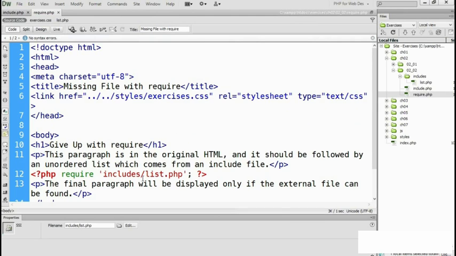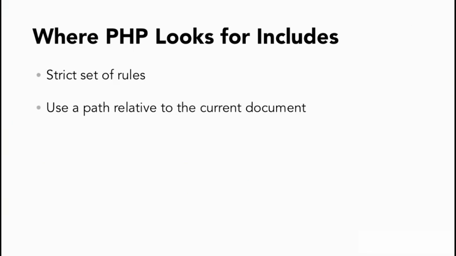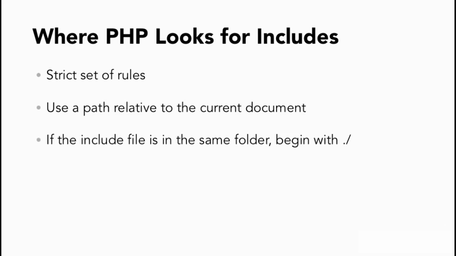This is very important. It's all to do with where PHP looks for external files. PHP looks for external files in several places following a strict order of precedence. The rules can be difficult to remember, but you won't go wrong if you follow these basic principles. Use a path that's relative to the current document. Document relative paths always begin with just a file or folder name, or if you need to go up a level, they begin with ../. If both files are in the same folder, don't use just the file name. Begin the path with ./. This ensures that PHP looks only in the current folder.